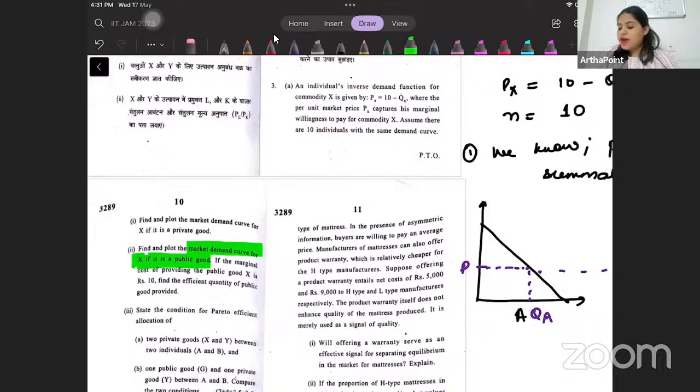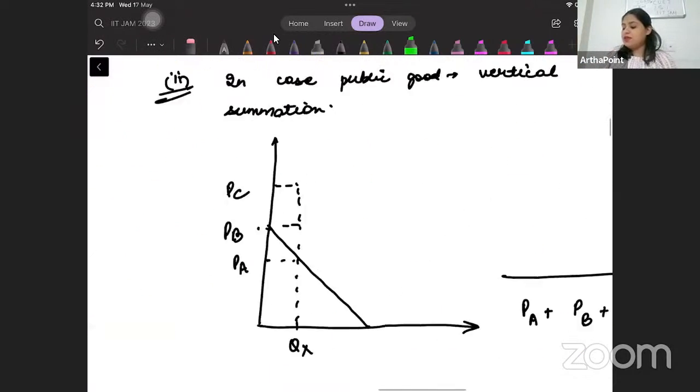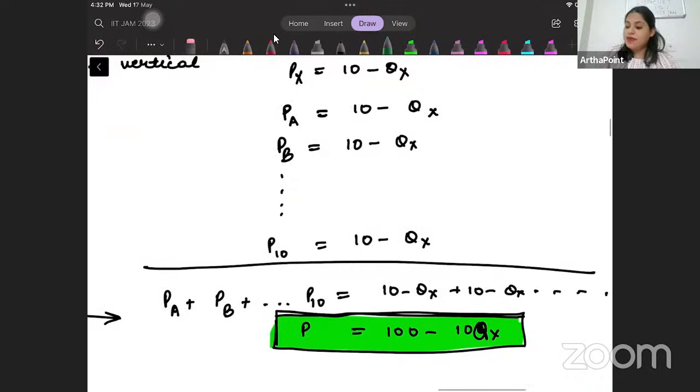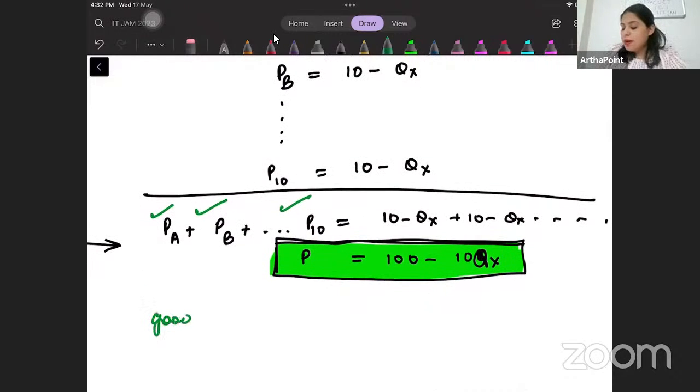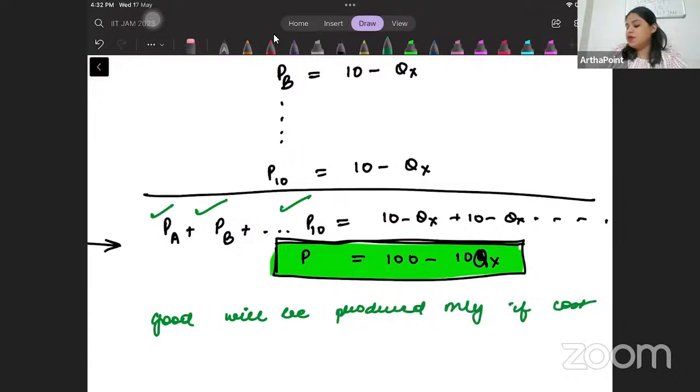if marginal cost of providing good X is 10, find the efficient quantity of the public good provided. So it's very simple. Marginal cost is 10 rupees. Meaning, whatever A pays, B pays, C pays, and so on, the good will only be provided if totally they are able to pay the cost of the good. If nobody is paying for the cost of the flyover, how will I make the good? So ultimately the public good will be produced only if the cost is covered.